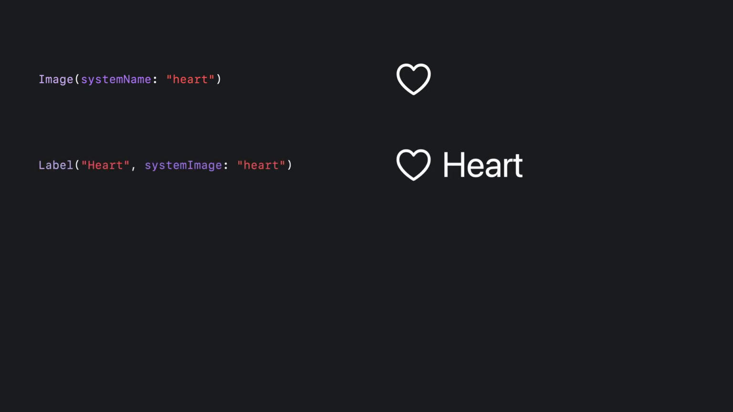To start, let's just show a symbol. The most simple way is to use one of the system-provided symbols, like heart, in an image. A label view is the other main way to show symbols. A label is a combination of a title with an icon, which is most often a symbol.